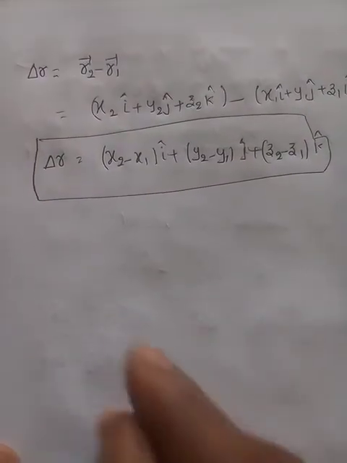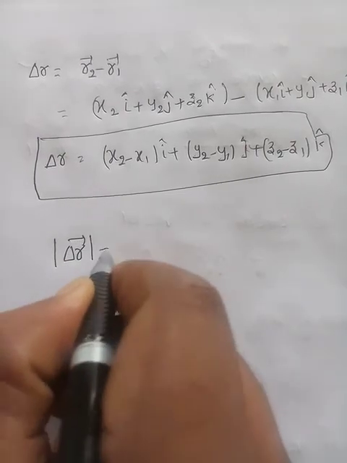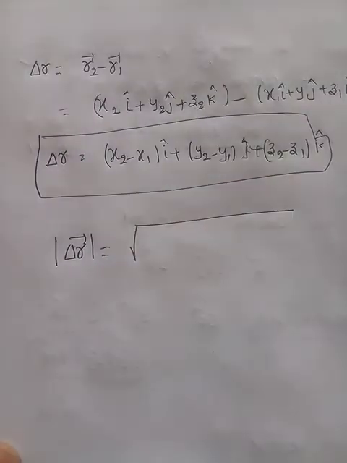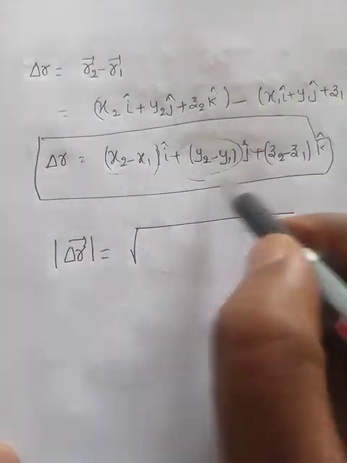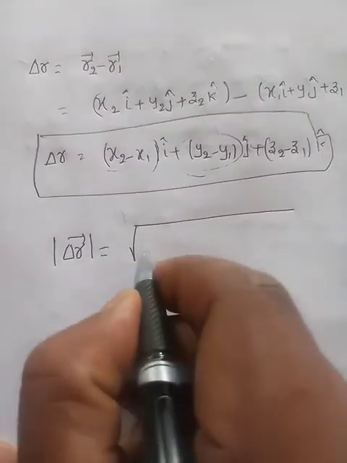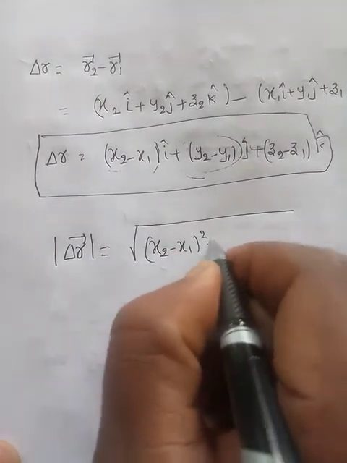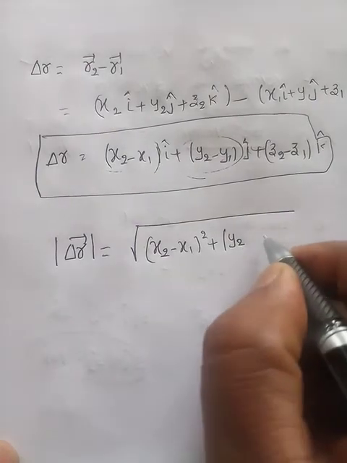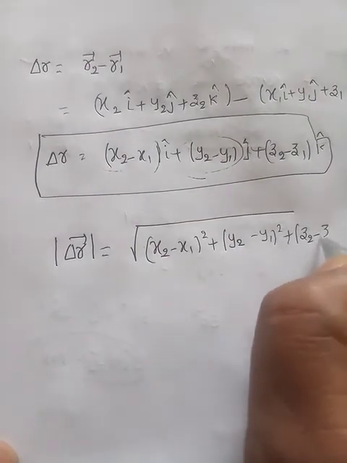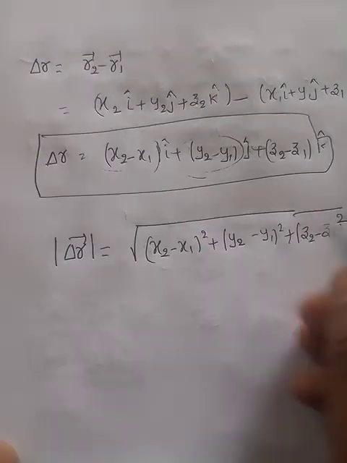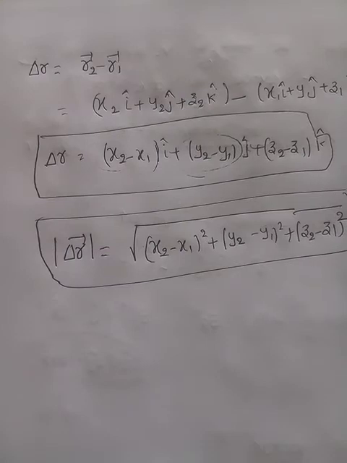If I want to calculate the magnitude, we should write it in modulus, right? Under root, the coefficient of x axis square plus y axis square plus z axis square. So you can write root of x2 minus x1 whole square plus y2 minus y1 whole square plus z2 minus z1 whole square. This is the magnitude of the resultant vector which is moving in a plane.